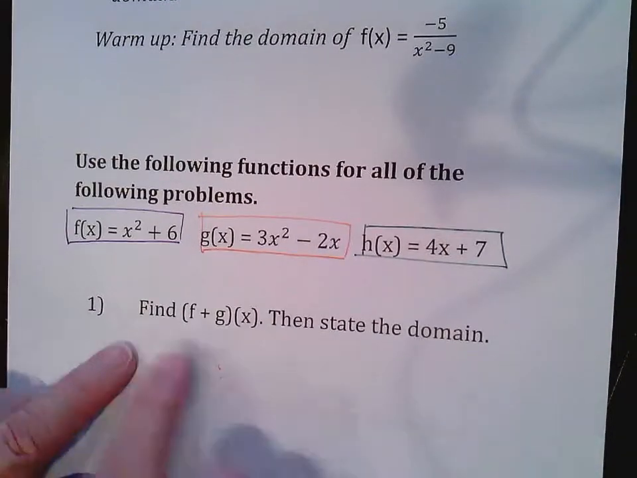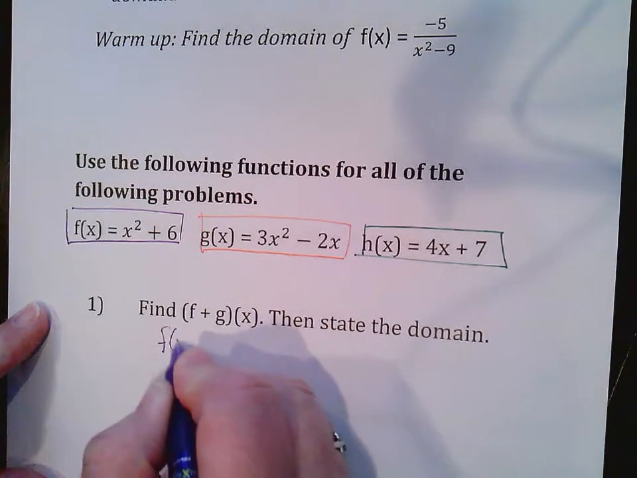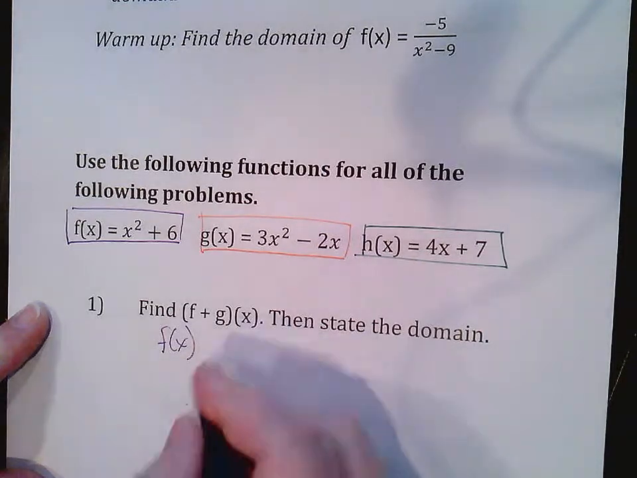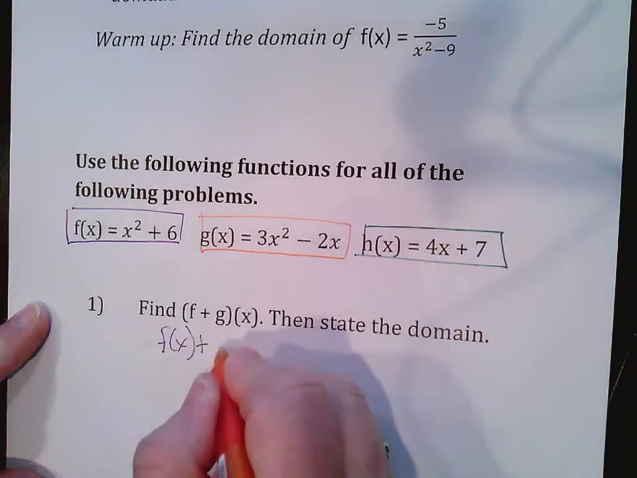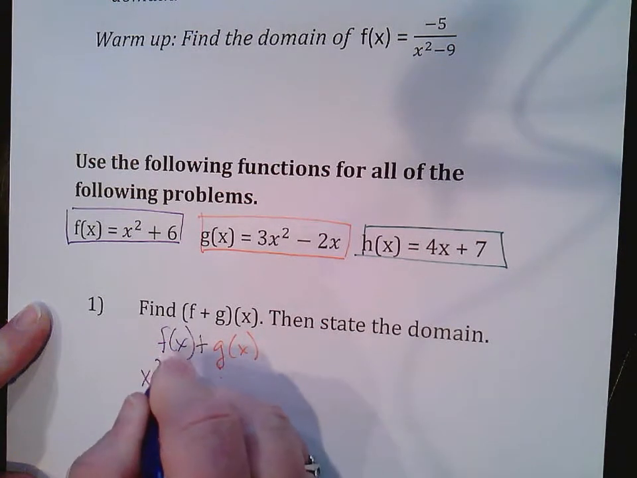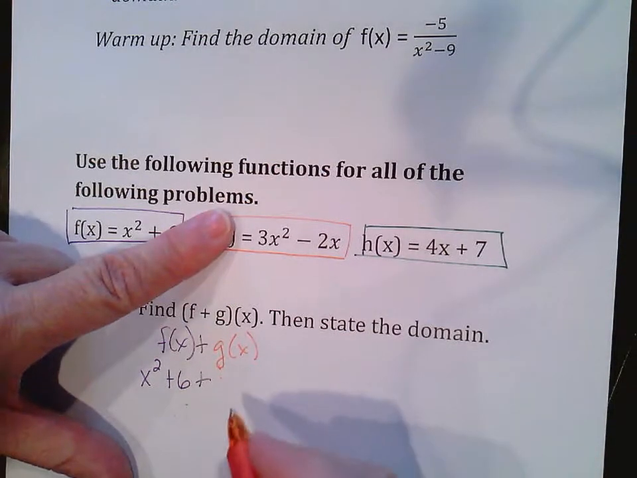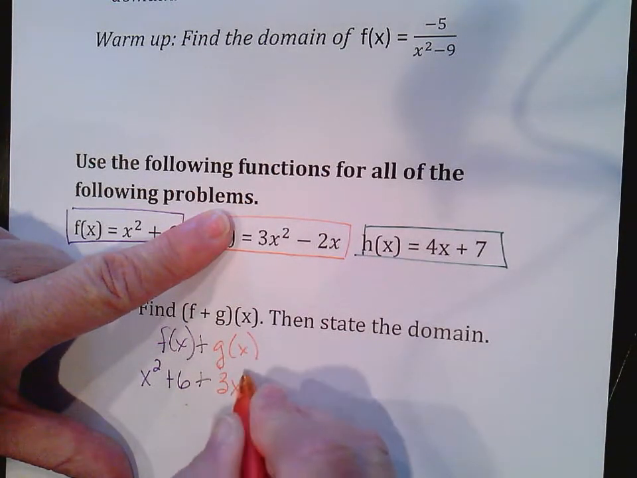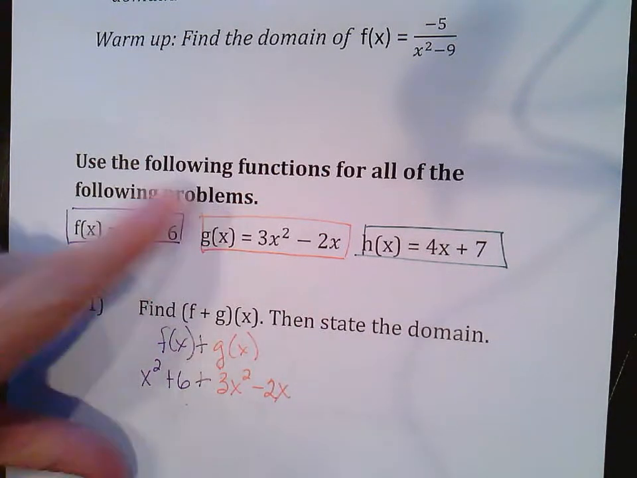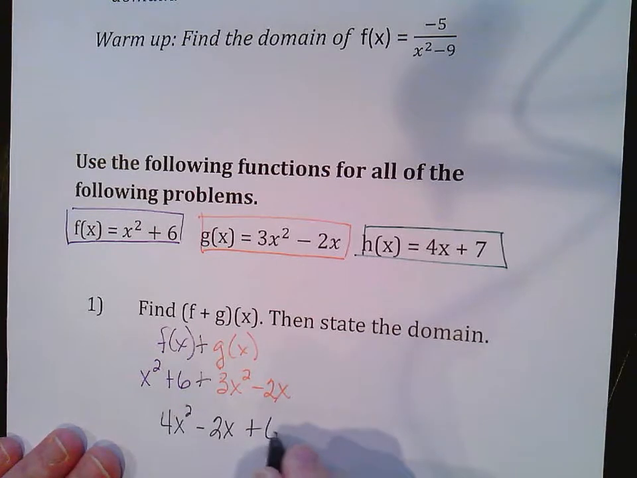And for the first problem, we have F plus G of X. Basically what that means is that I'm going to take my F function plus my G function. So my F function is x squared plus 6. Then my G function comes from here is 3x squared minus 2x. And then what we're going to do is combine like terms. 1 and 3 is 4x squared minus 2x plus 6.